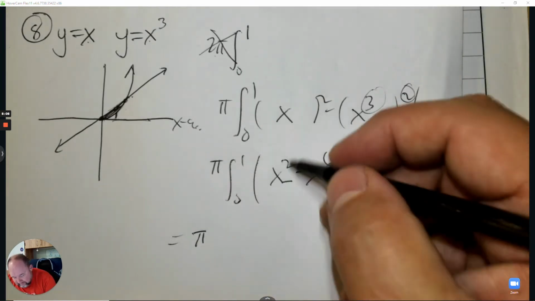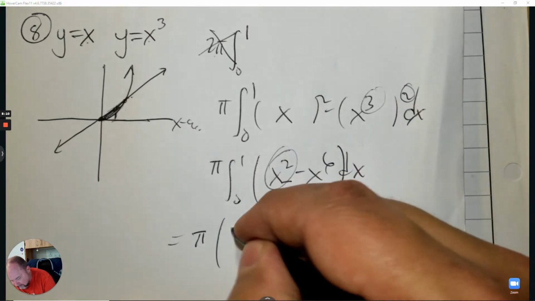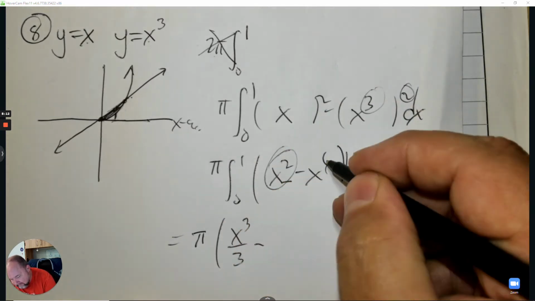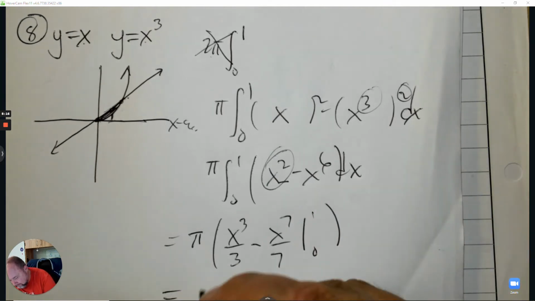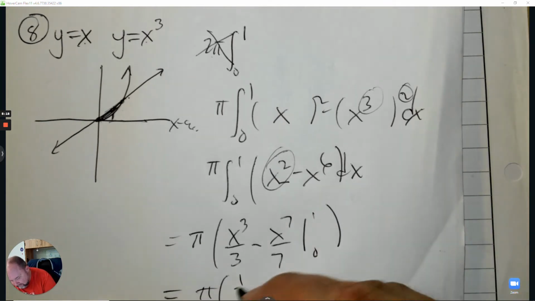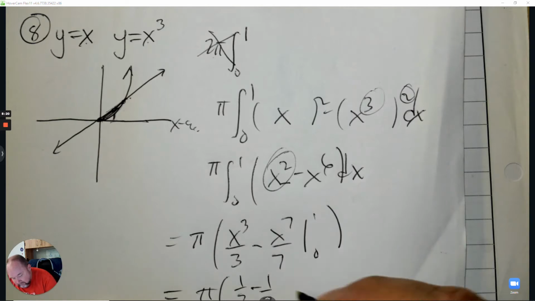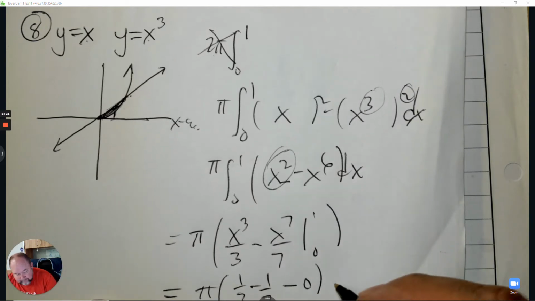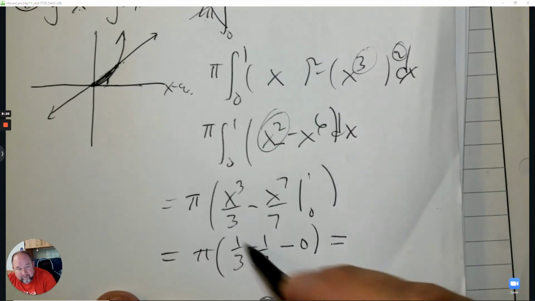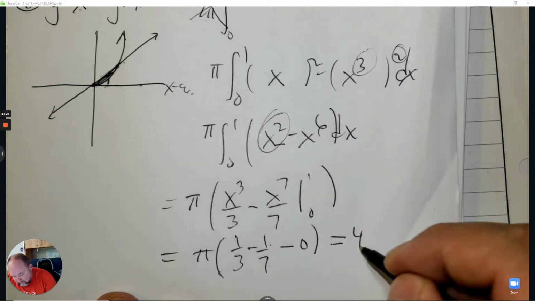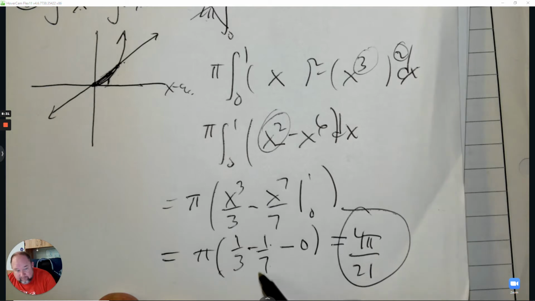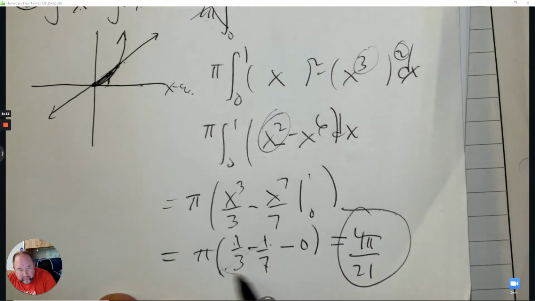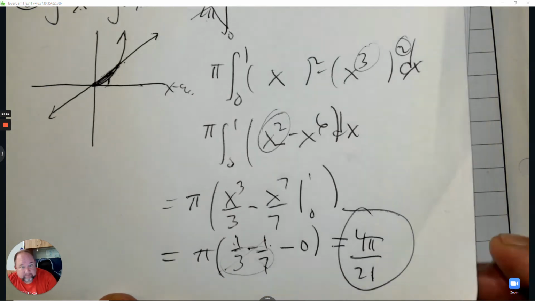And then I'm going to integrate. So add 1 to the exponent and divide. Add 1 to the exponent and divide from 0 to 1. Plug in 1 first. Subtract, plug in 0. If you really want, it's 7, take away 3. So it's 4 pi over 21. Like that. 7, take away 3 over 21. 4 pi over 21. Fun, right?